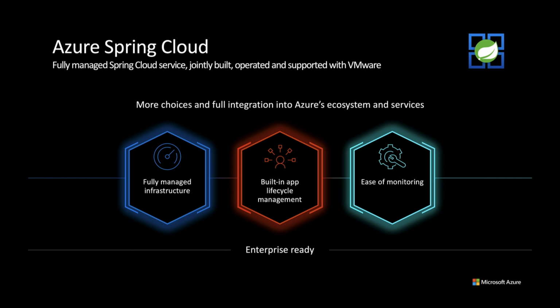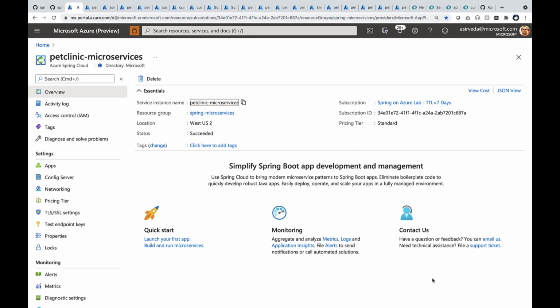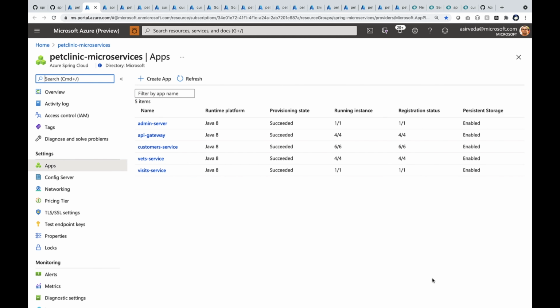We're going to deploy to Azure Spring Cloud. I took 3 simple steps to deploy to Azure Spring Cloud. I created the service, created apps, and deployed the jar files. You see an instance of Azure Spring Cloud for the Pet Clinic project. You can see the apps up and running at scale right now.